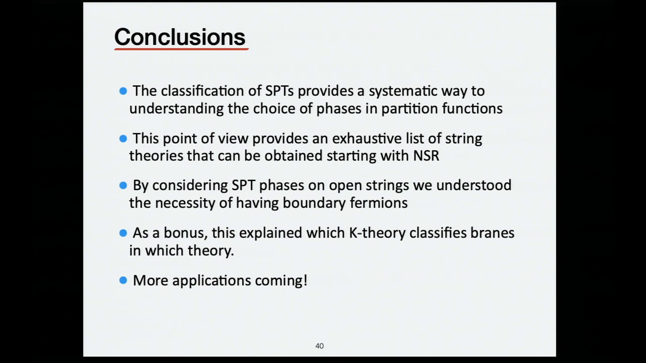And we also found that there's branes for, I didn't explain the other cases, but we already knew that type 2A and type 2B, they are classified by the complex K groups, and then I showed that there's eight theories that correspond to the real K groups. So there's a string theory with branes in every K group. And there's more applications coming, and I think that this way of thinking would be useful.